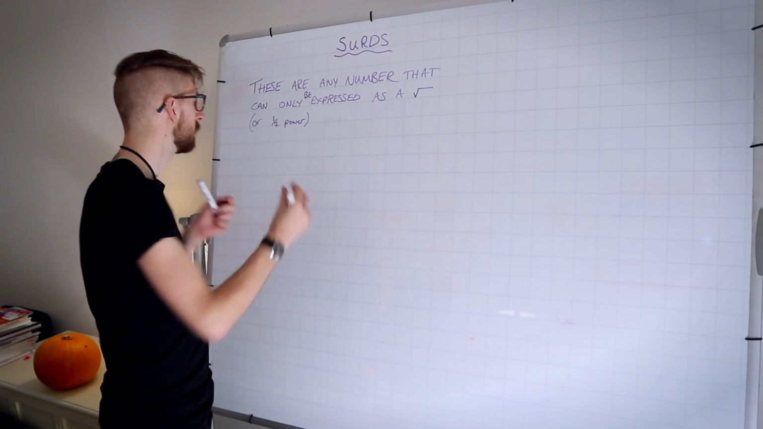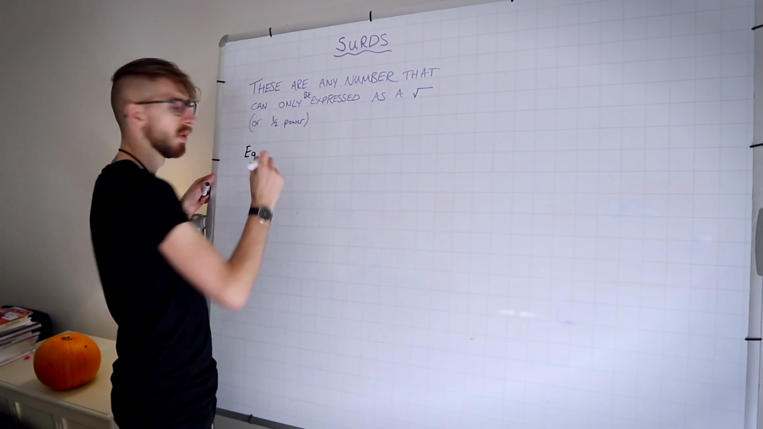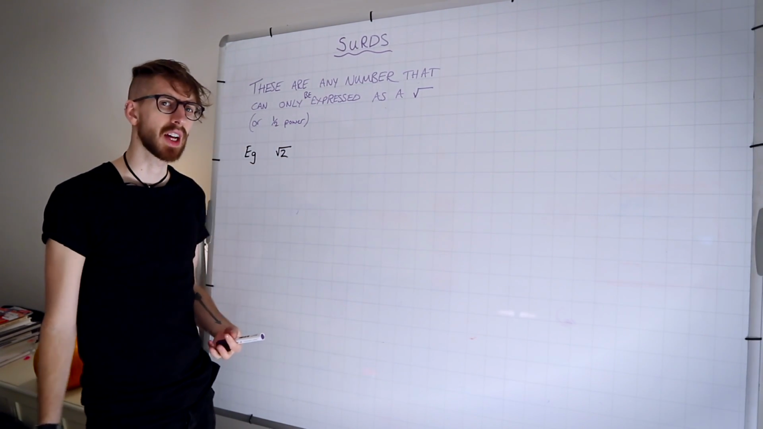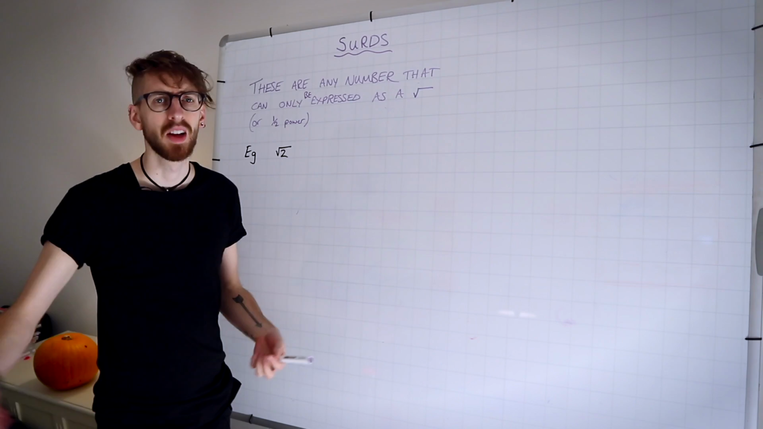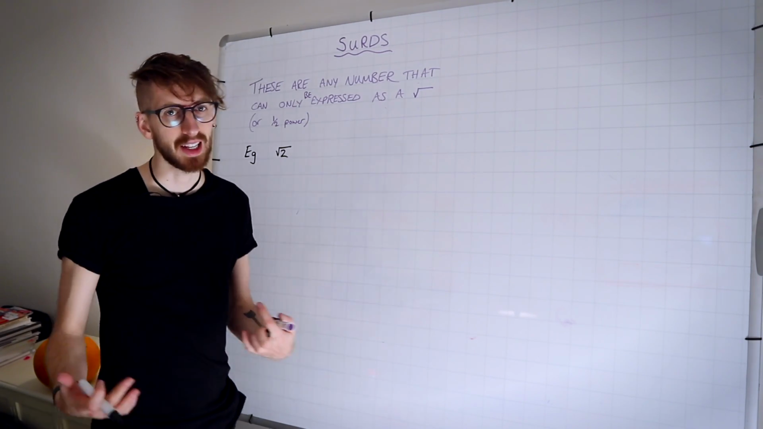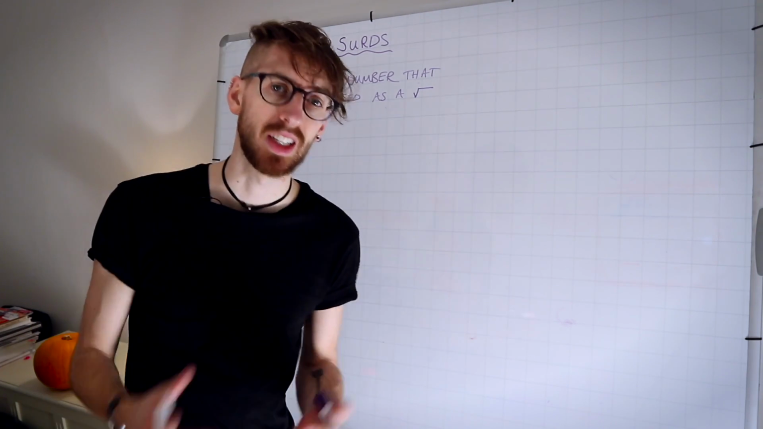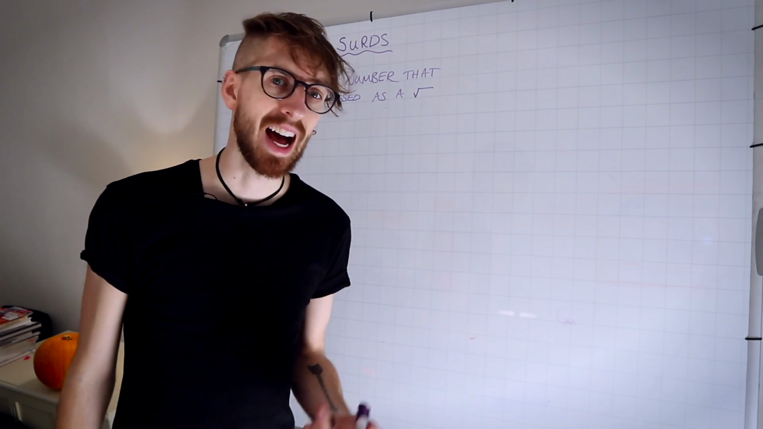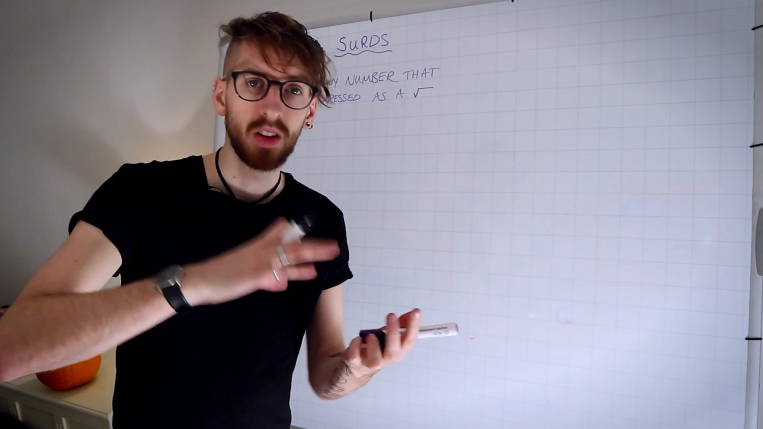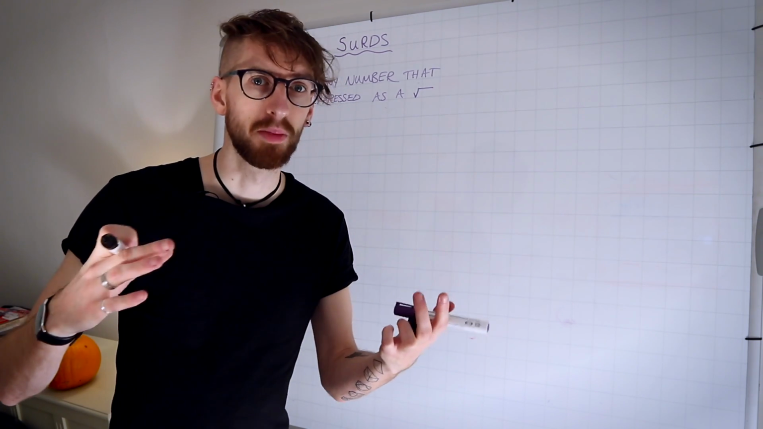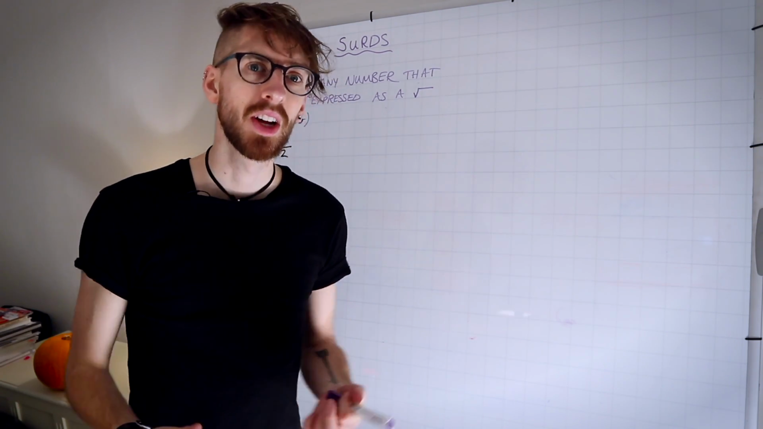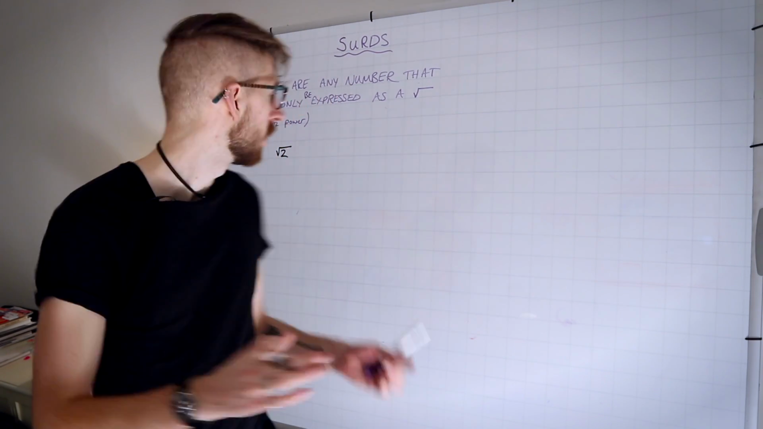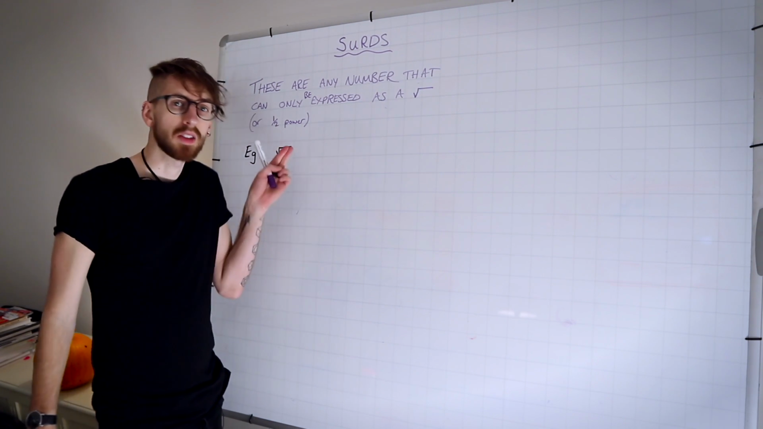So as an example, root 2. Now you can stick root 2 into your calculator, you get 1.4 something, but that's not exact. That's only exact to the accuracy that your calculator displays it. Now root 2 is irrational, meaning that it can't be expressed as a rational number, as in a fraction. So we're never actually going to be able to get an exact number as a decimal. So that's why we just leave it like that. That's a surd.